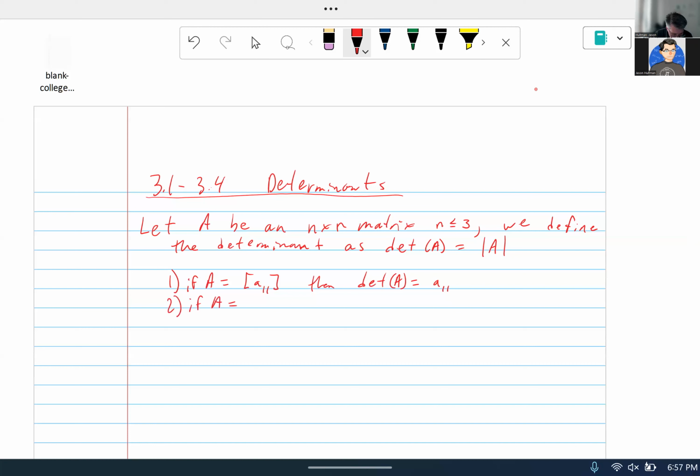Okay, number 2. If A is a 2 by 2 matrix with entries A11, A12, A21, and A22, then the determinant of A is equal to A11 times A22 minus A21 times A12.